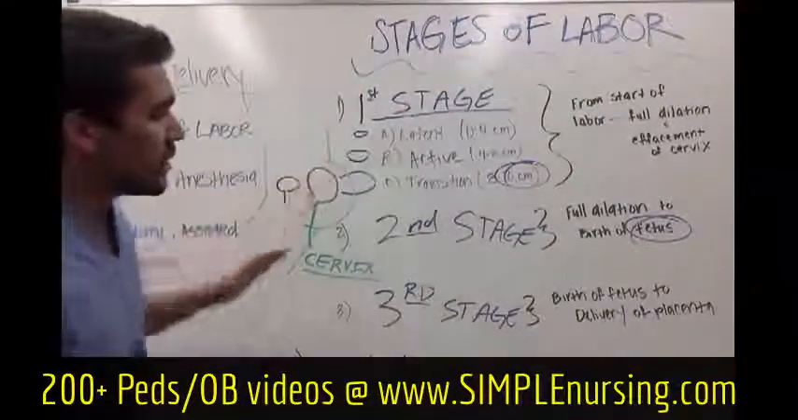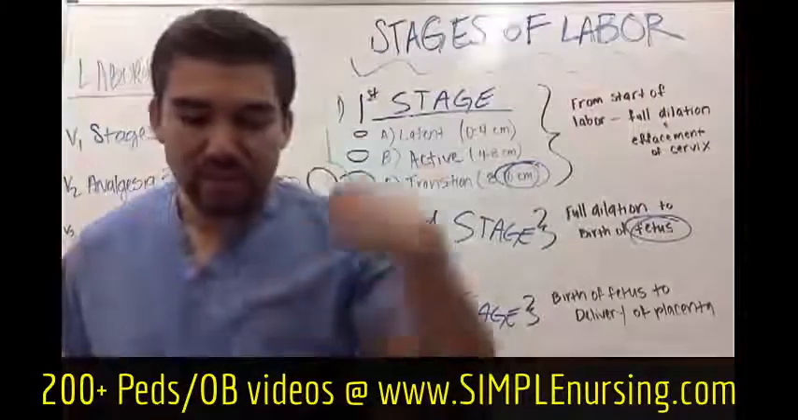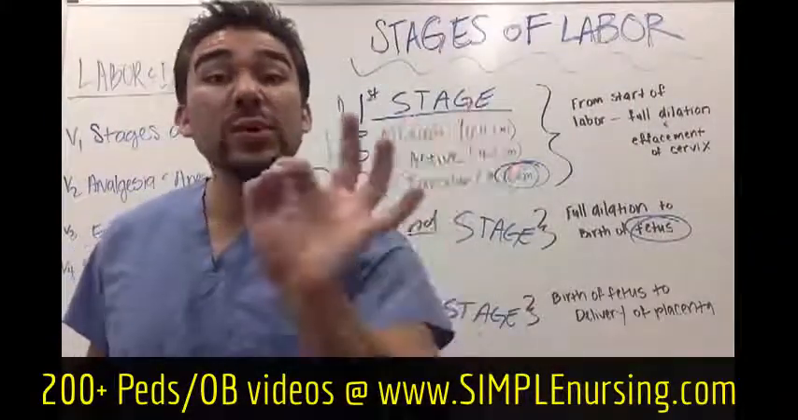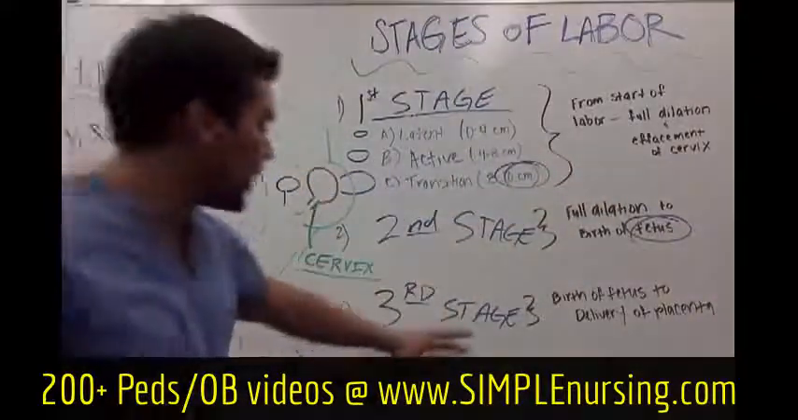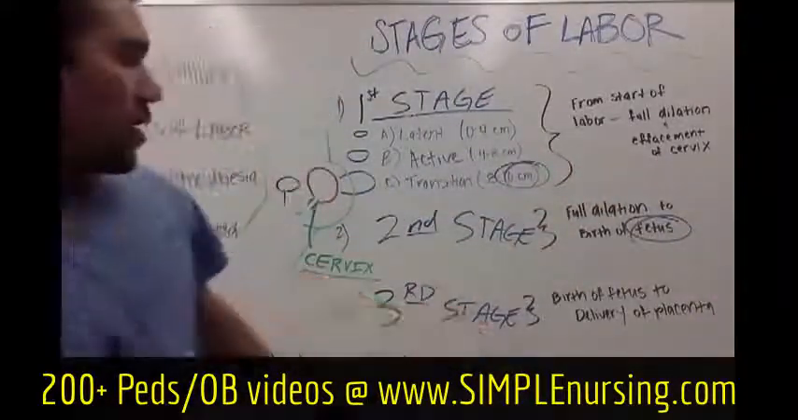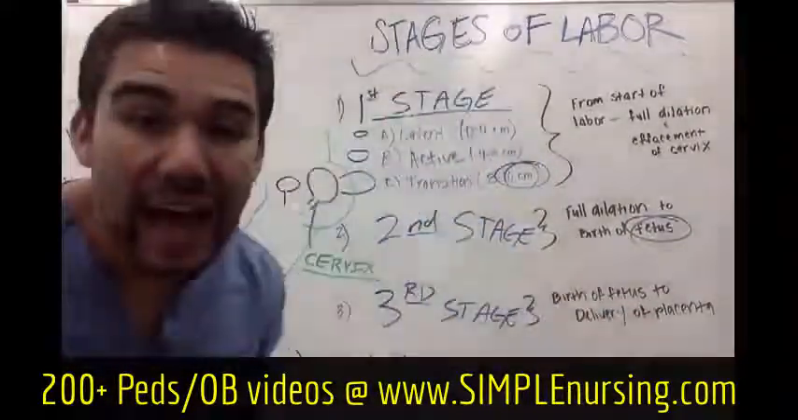So as it's coming down this birth canal, a big indication is crowning, bulging perineum. We're going to note the time of delivery, and that's what leads us into stage 3 of labor, the birth of the fetus to the delivery of the placenta.